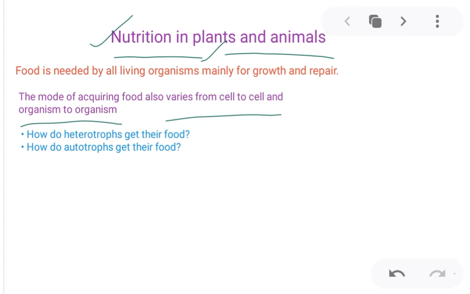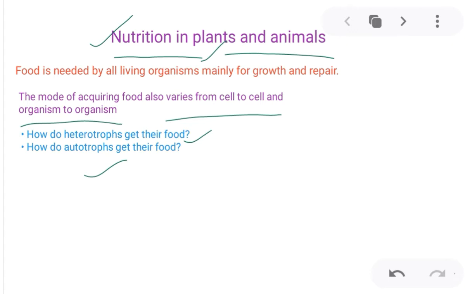Suppose you take amoeba as an example. Amoeba can obtain its food through the cell membrane, directly into the amoeba body. Coming to human beings, we take our food through one of the ingestion methods, that is through our mouth, right? So different organisms or different cells maintain different modes of nutrition, different ways to obtain their food. Based on that, these organisms are classified into autotrophic and heterotrophic.